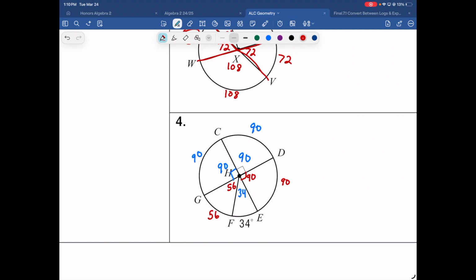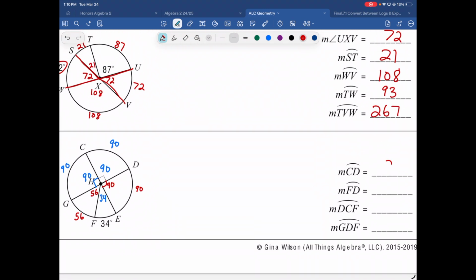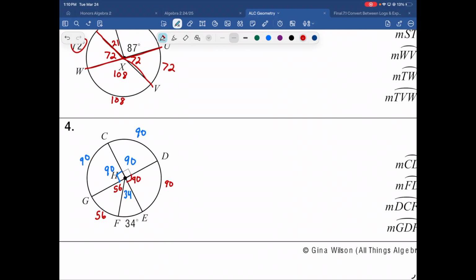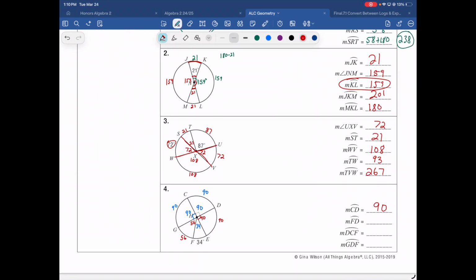All right, let's go through the answers. CD, what's CD? 90. Everybody okay with 90? FD, where's F at? F is going to be 34 plus 90? Is that right? Yeah. 124?